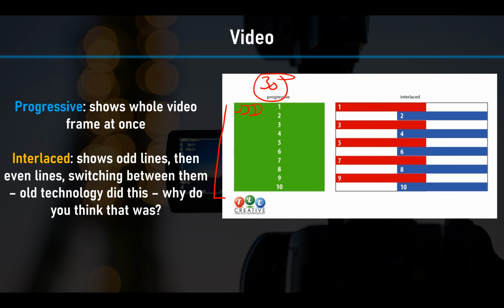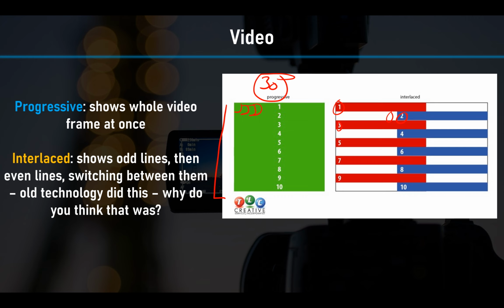In contrast, interlaced is only going to show, let's say, the odd lines or the odd rows, then it's going to show the even lines or even rows. And it's going to switch between them. So effectively, this is only showing half of the pixels on the screen for each frame. Let's say frame 1 can show the odds, frame 2 can show the evens.